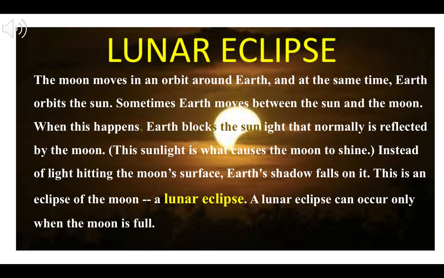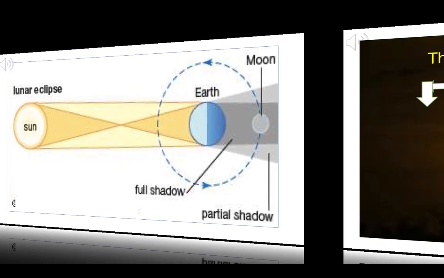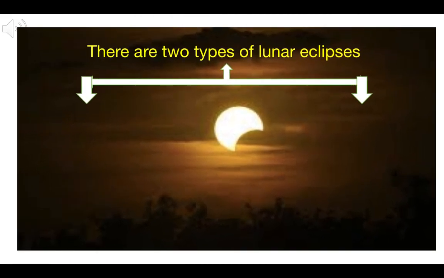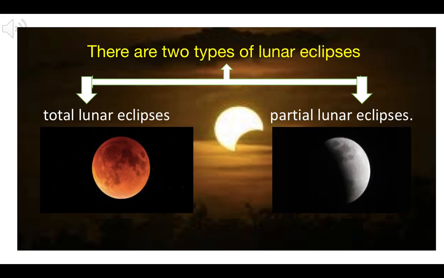A lunar eclipse can occur only when the moon is full. A lunar eclipse usually lasts for a few hours. A lunar eclipse can be seen from the side of the Earth facing the moon. Here is the diagram to show the complete phenomenon of the lunar eclipse. There are two types of lunar eclipses: total lunar eclipse and partial lunar eclipse.